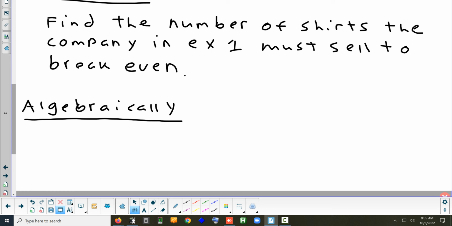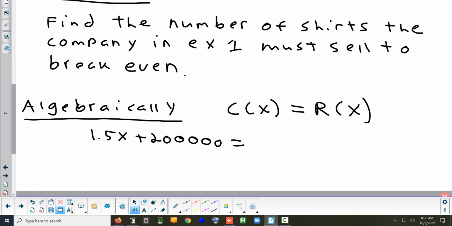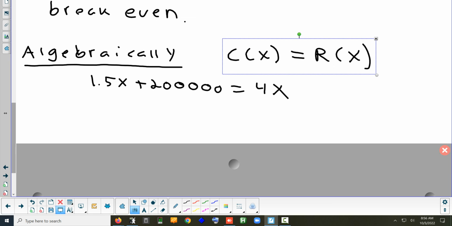So algebraically, that means this. Cost equals revenue. Just substitute in what we had for cost and what we had for revenue from the previous page. What was our formula for cost in terms of the number of shirts we sell? Andy? 1.5x plus 200,000. And what was our formula for revenue? Yeah, Max? 4x. And now just solve that equation for x.